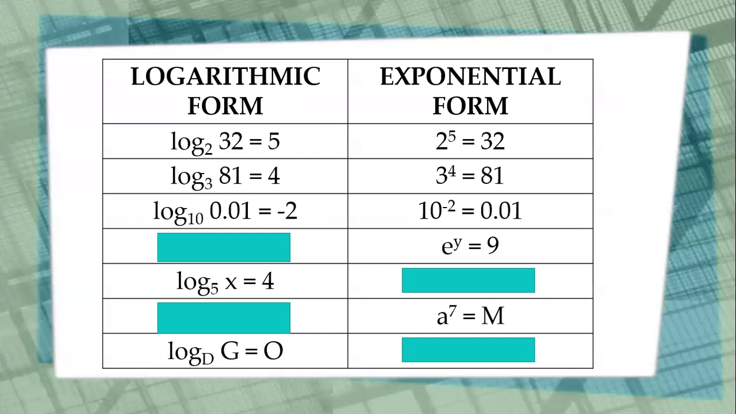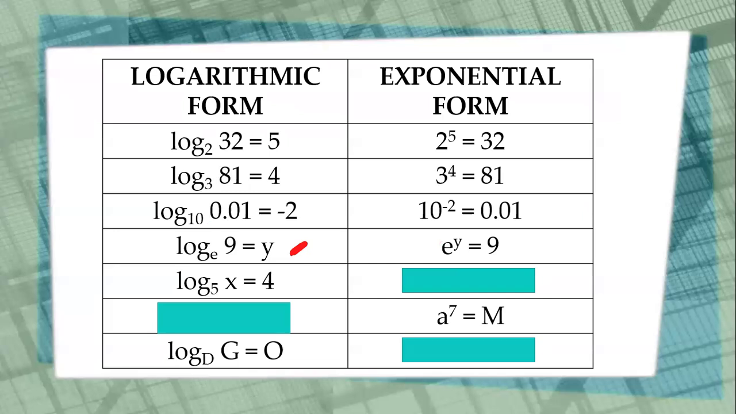Now, what if you have a base e, such as this one? The logarithm should be written as what form? Correct. The answer is the logarithm of 9 to the base e is y. Notice that this is another type of logarithm. This is what you call a natural logarithm.